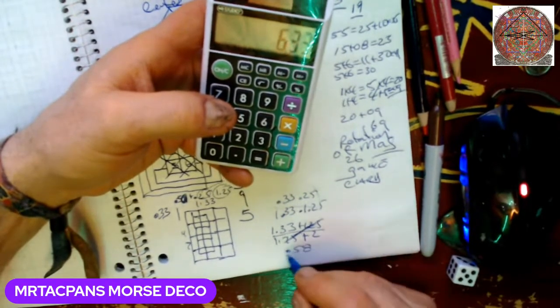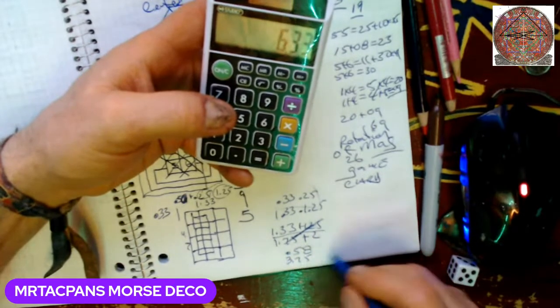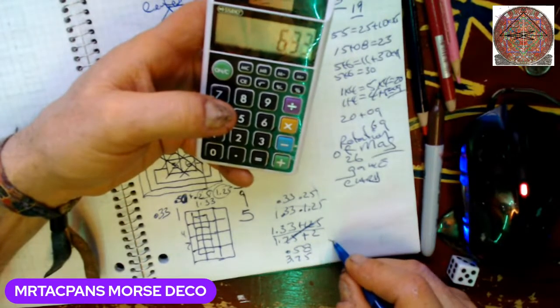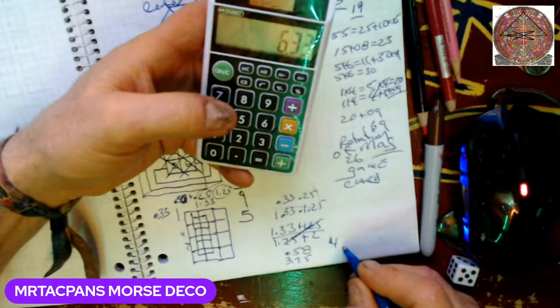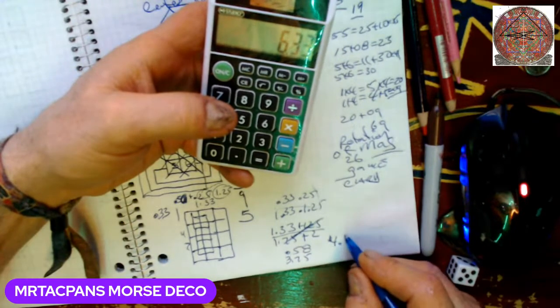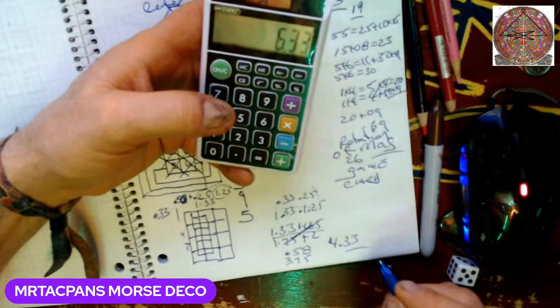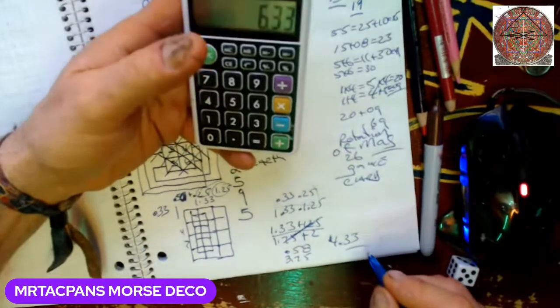And it'll be 0.58 and 3.75 will make it 4.33. Again, in rotation.